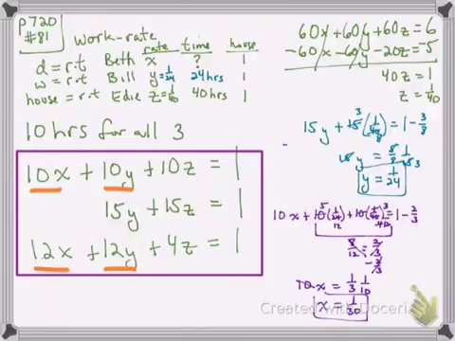And so I have x equaling 1 over 30, which means the time will be 30 hours.